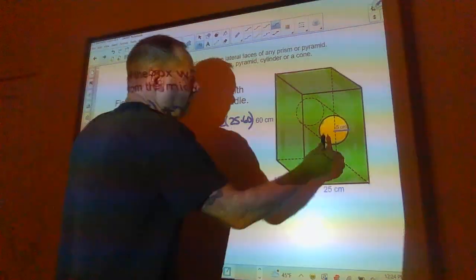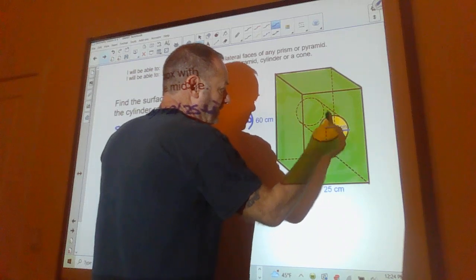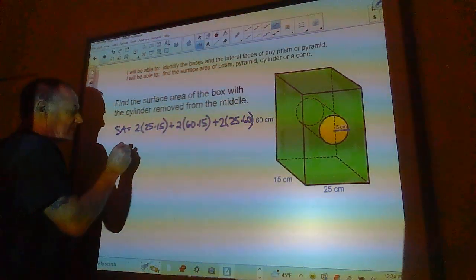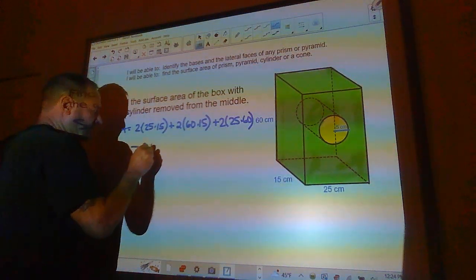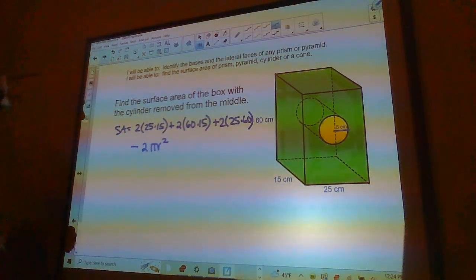Now, when I drill a hole through it, I eliminate a circle in the front and a circle in the back. Those are gone. So I need to take this right here and I need to subtract 2 circles. So that's 2 times pi times the radius squared.